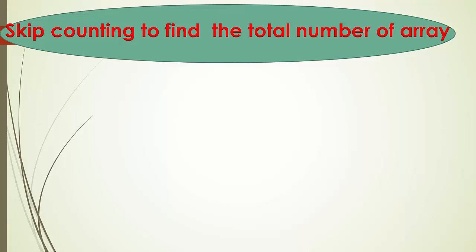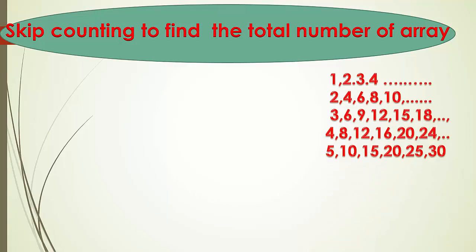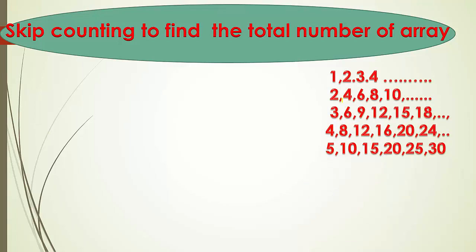When I want to skip count by 1, I will say 1, 2, 3, 4. If I want to skip count by 2, I will say 2, 4, 6, 8, 10, and so on. If I want to skip count by 3, I have to say 3, 6, 9, 12, 15, 18, and so on.